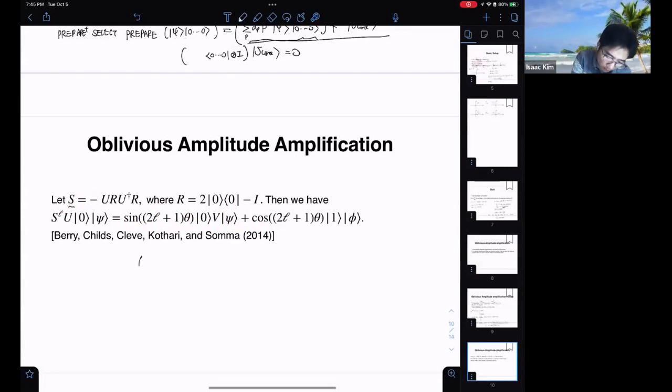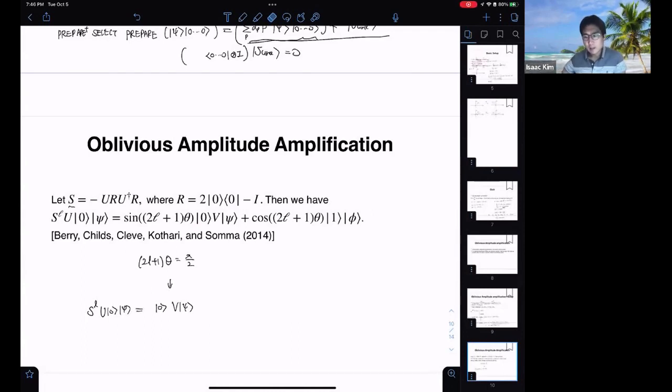And of course, if 2L plus 1 times theta is exactly equal to pi over 2, then this is exactly equal to V psi plus 0. Well, actually, it's just that. So we can indeed deterministically apply the desired operation.